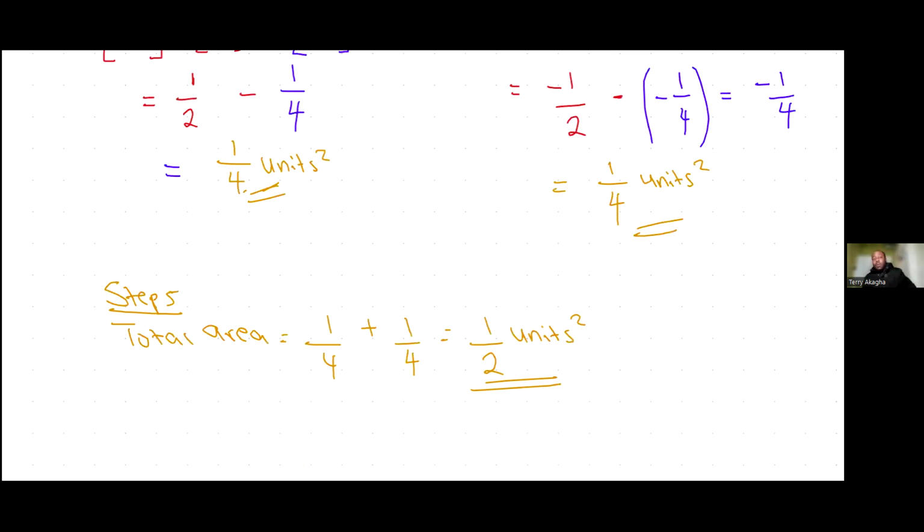All right, so the next one, we're going to go to the area between two curves now. All right, how do we get the area between two curves?